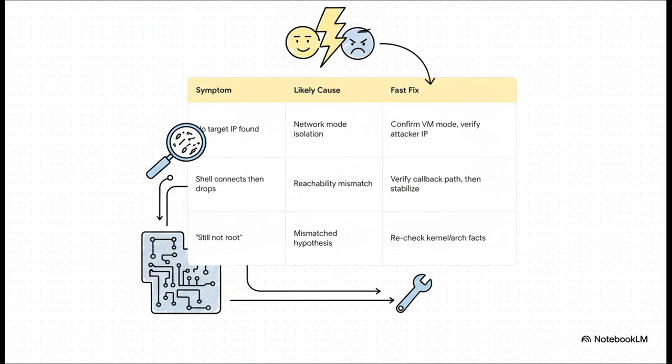You can't find an IP? Check your network mode. Your shell connects and then drops? Verify your callback path. Each problem points to a likely cause and a fast, logical fix.